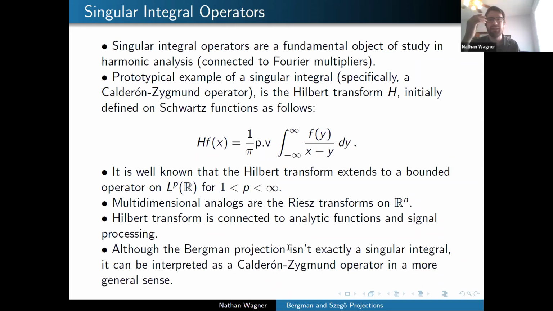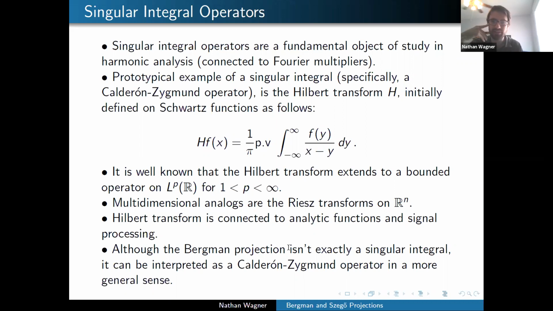And so the Bergman projection isn't exactly a singular integral in the following sense. If you remember, the Bergman kernel on the disk is 1 over (1 minus w bar z) squared. Where does that have a singularity? Where is the denominator 0? It's only 0 on the boundary where w equals z, so on the boundary diagonal. And it doesn't blow up at all in the domain, and I'm integrating on the interior of the domain.